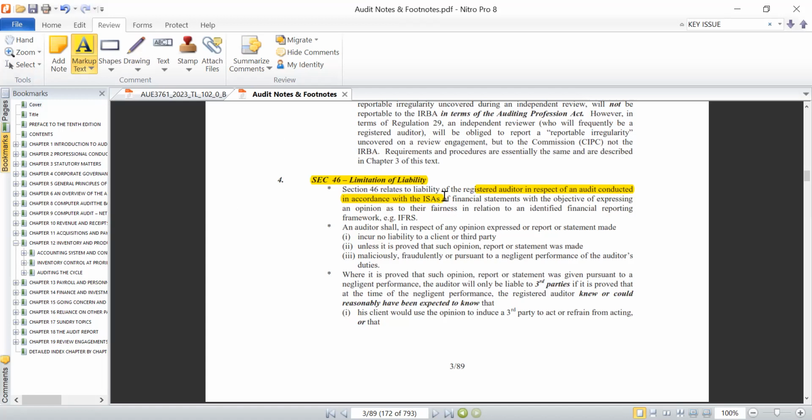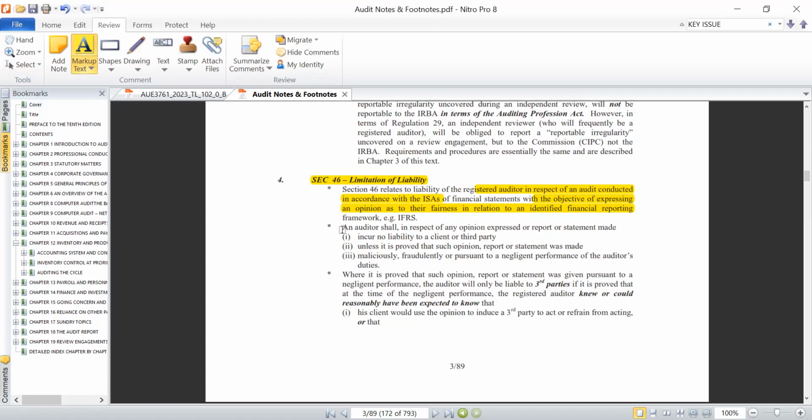The S there stands for standards. So ISA standards of financial statements. That's where you have your ISA 200, your ISA 300, and all of that, with the objective of expressing an opinion as to their fairness in relation to the identified financial reporting.